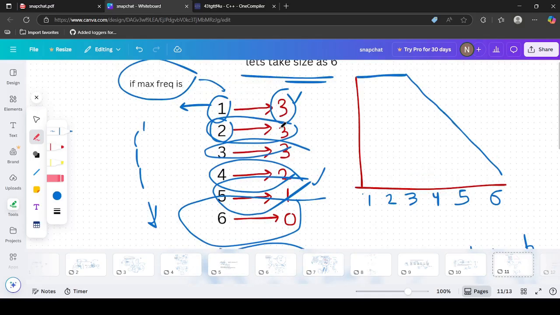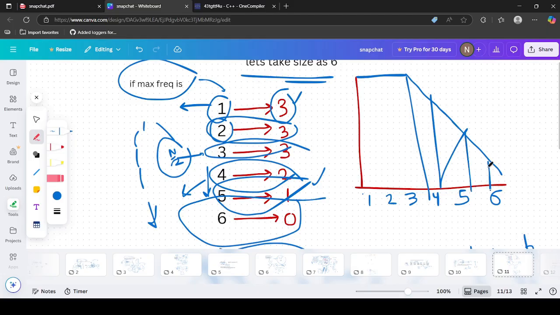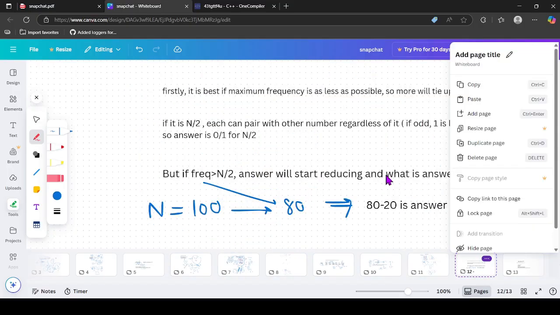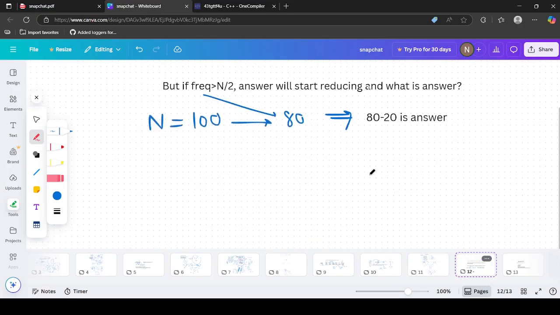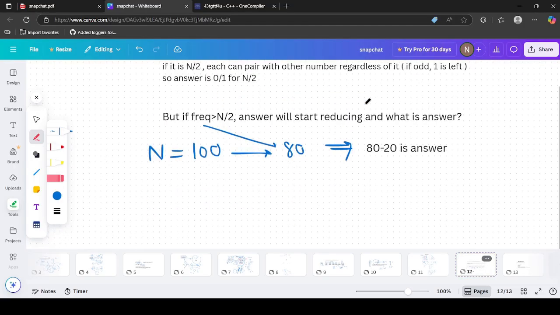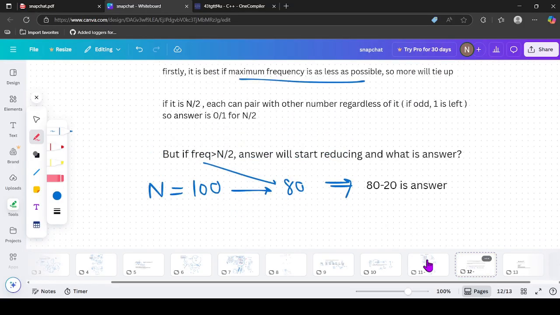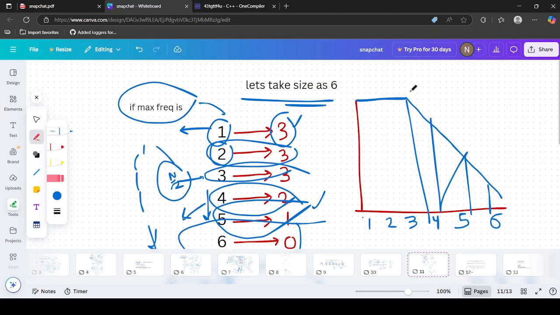So if we very clearly observe, what will it say? It will say that up to n by 2, the answer is 3. Up to n by 2, we are able to make all the pairs, so the answer is n by 2 itself. But after that, the answer is gradually reducing. So up to 3 it is 3, but after 3 it started reducing. So why did it start reducing? Another important thing we can observe is that if the maximum frequency is as less as possible, we are able to get the best answer.